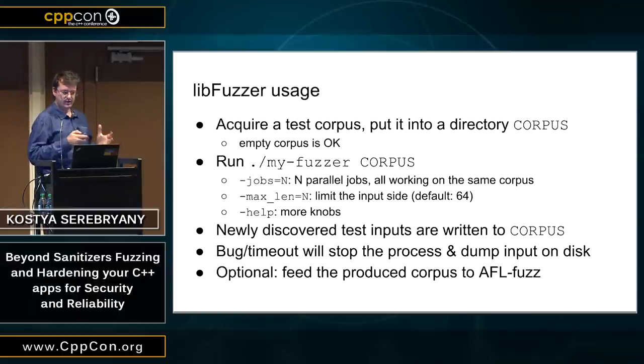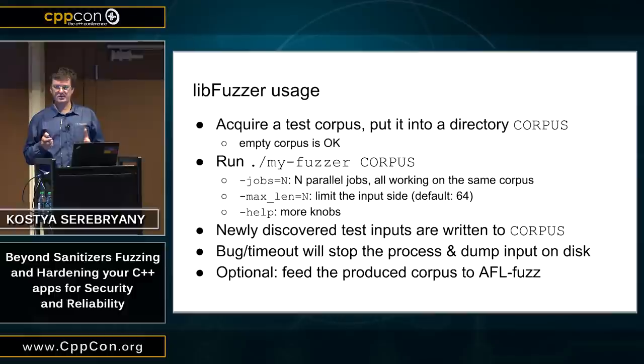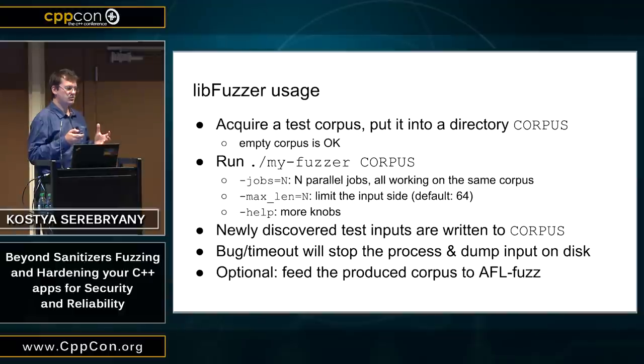Suppose you've built a fuzzer. How do you use it? First of all, you want to acquire a test corpus somewhere. In many cases, an empty test corpus to start with is absolutely fine. But if you're fuzzing some kind of data format parser or some kind of application that consumes very complex, highly structural input, you want an initial test corpus.